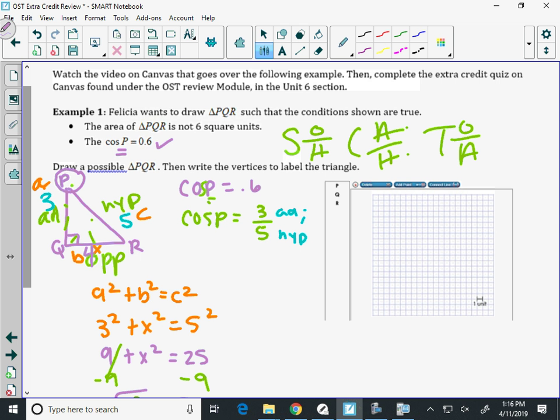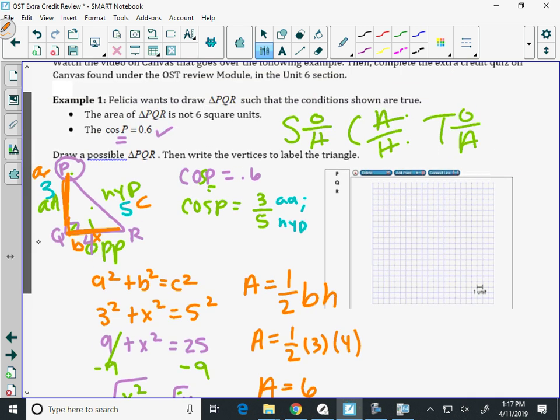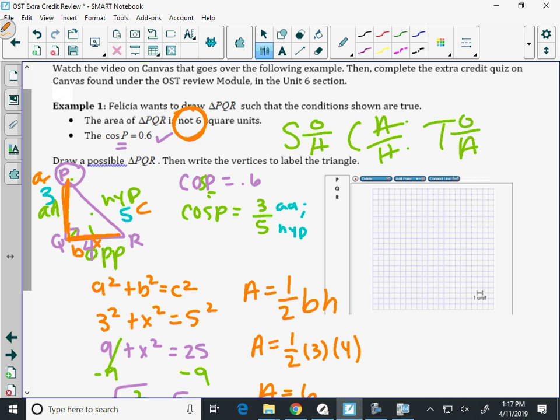Well, we have to make sure the area is not 6 square units. So the area of a triangle is 1/2 base times height. And the base and the height are the legs of your right triangle. So my base is 3. My height is 4. So when I solve this, 1/2 times 3 times 4 is 6. Well, here's the problem. It said our area can't be 6.